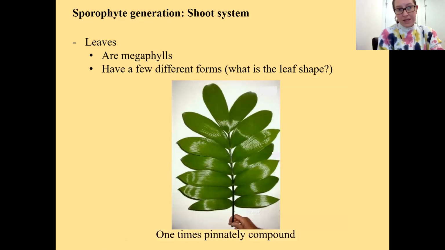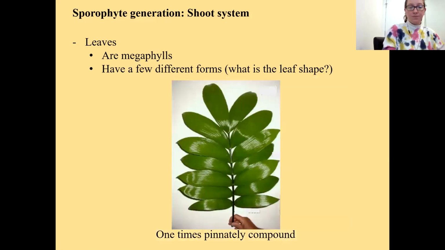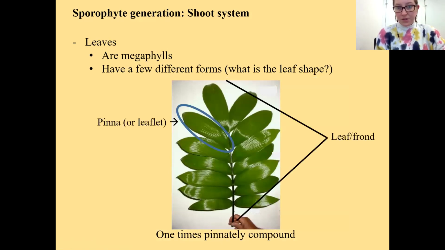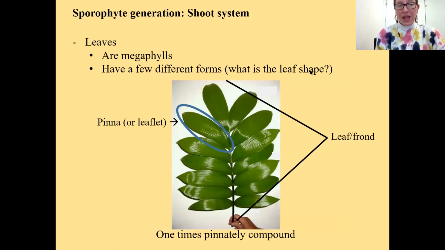Here's just so you could see it more clearly. That's the same leaf, but bigger. Well, it's not the exact same leaf, but the same species. This is just to remind you when you're looking at the slides later. So this is 1 times pinnately compound. It only has pinna. It doesn't have subpinna, doesn't have pinnule, doesn't have any of that, just pinna.